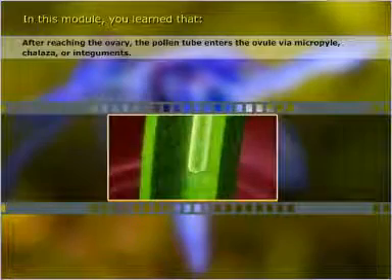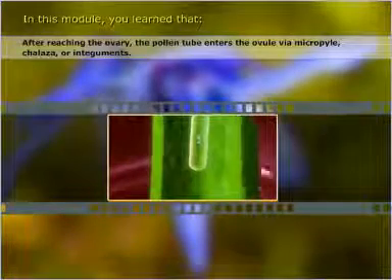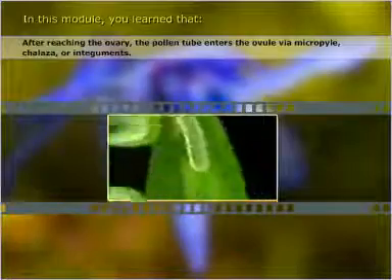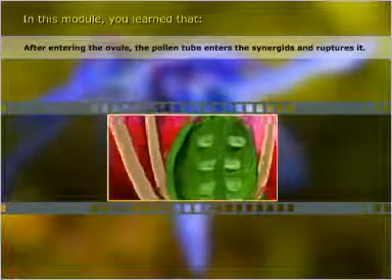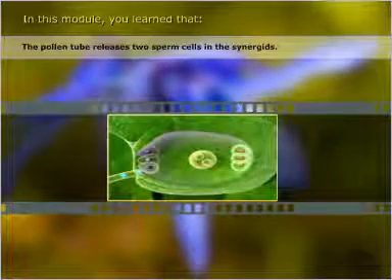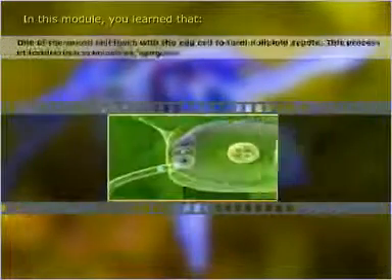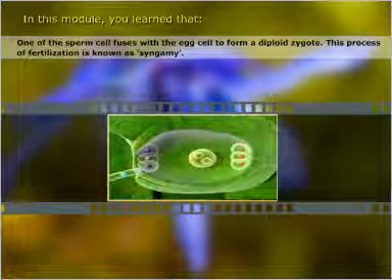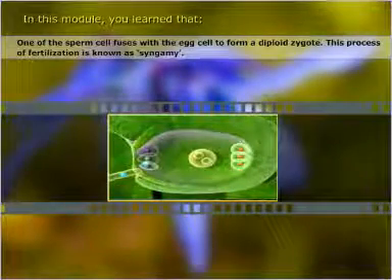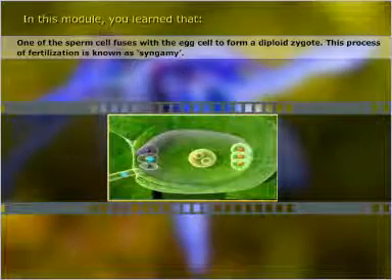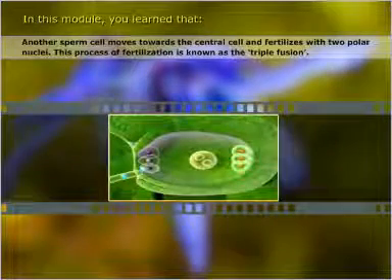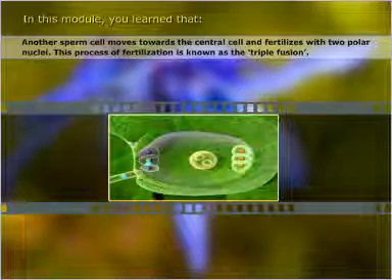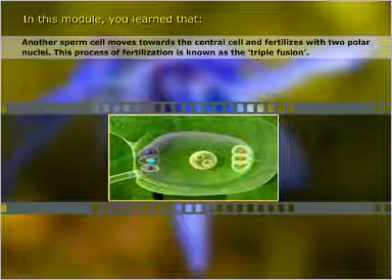After reaching the ovary, the pollen tube enters the ovule via micropyle, chalaza, and integuments. After entering the ovule, the pollen tube enters the synergids and ruptures them. The pollen tube releases two sperm cells in the synergids. One of the sperm cells fuses with the egg cell to form a diploid zygote. This process of fertilization is known as syngamy. Another sperm cell moves towards the central cell and fuses with the two polar nuclei. This process of fertilization is known as triple fusion.